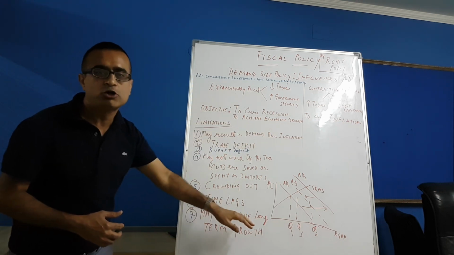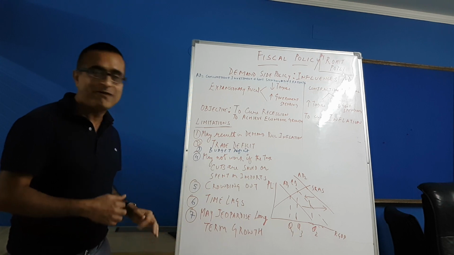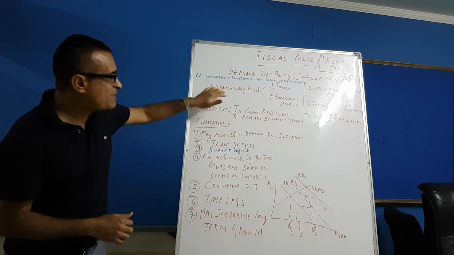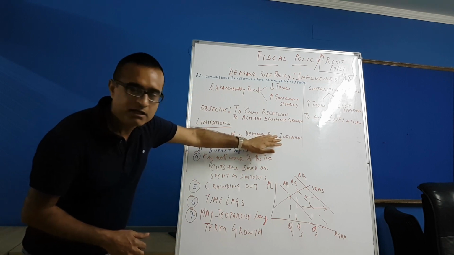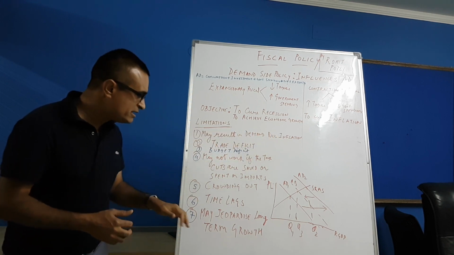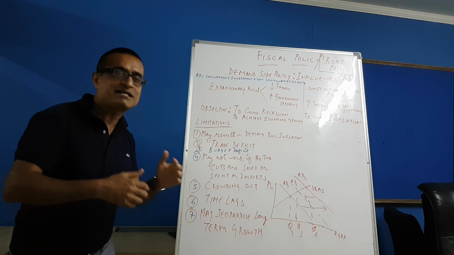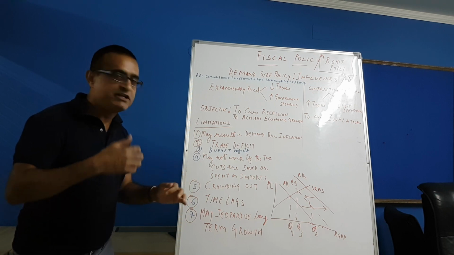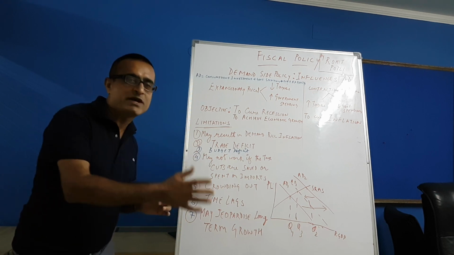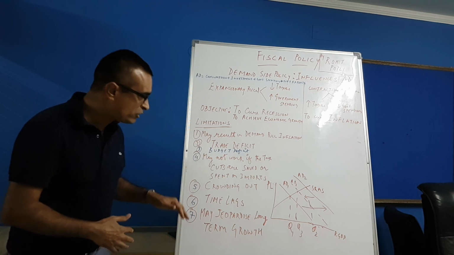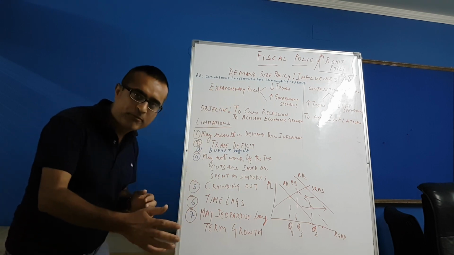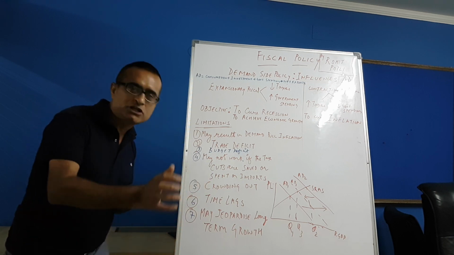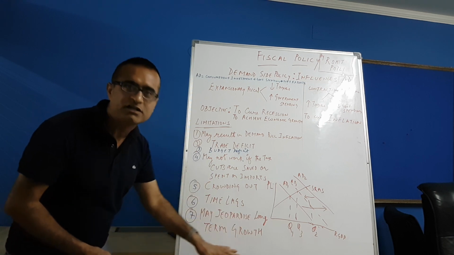And the last limitation: expansionary fiscal policy may induce short-term economic growth, but it may jeopardize the long-term growth prospects of the economy. Why would this happen? Expansionary fiscal policy would cause inflation in the economy, and when there is inflation in the economy, it creates uncertainty, which dissuades long-term investment into the economy. Therefore, expansionary fiscal policy will help in achieving short-term economic growth, but it may sabotage or jeopardize long-term economic growth.